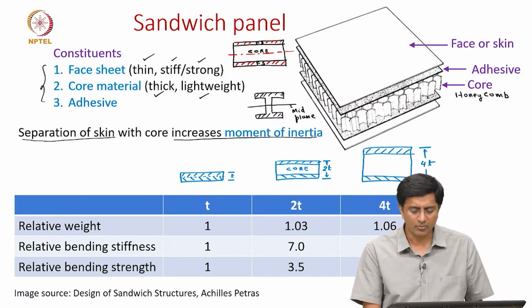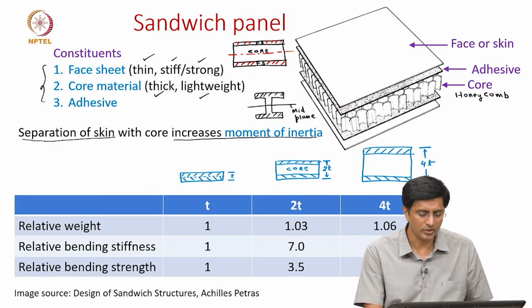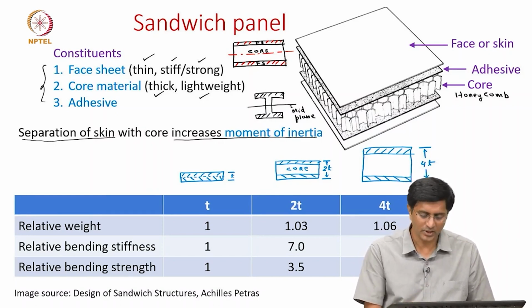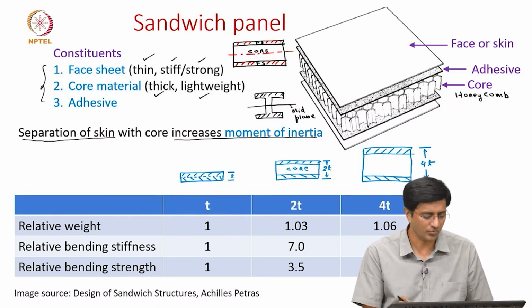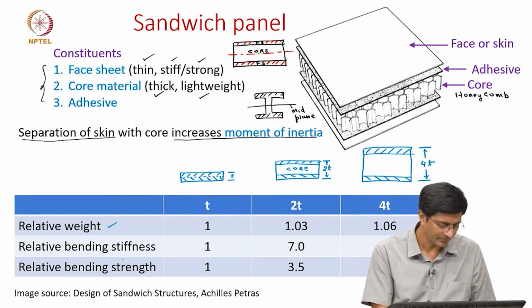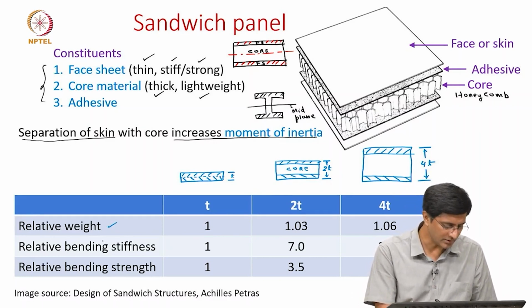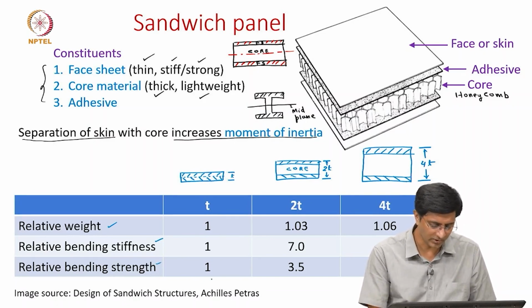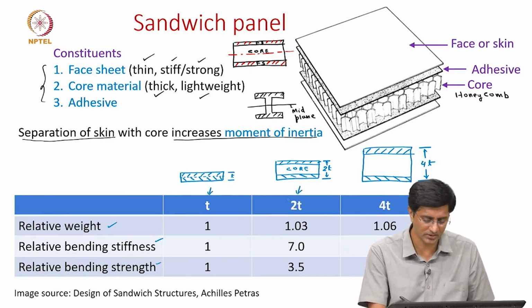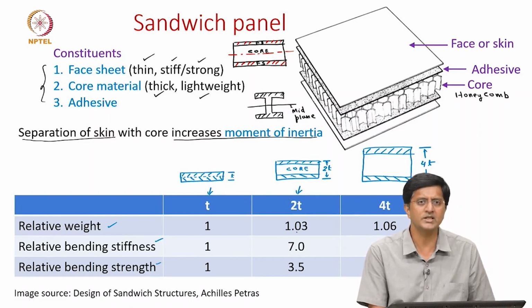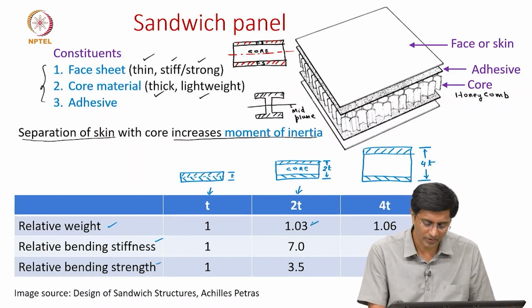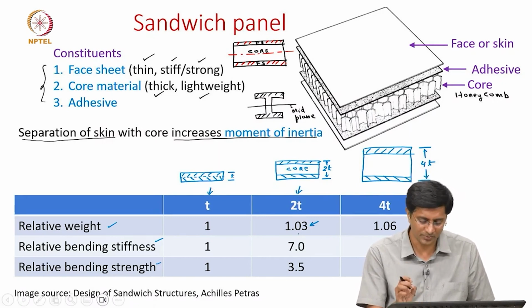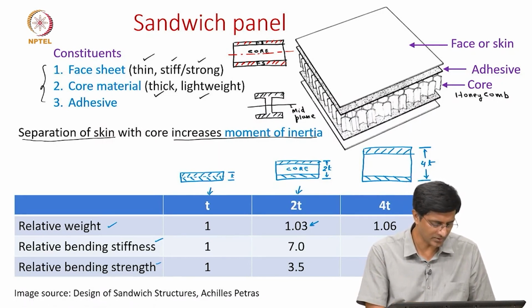So let's assume the mechanical properties of the commonly used face sheet and core, and this is a table to give us indicative values of how the relative weight changes, and correspondingly, the changes in the relative bending stiffness and the bending strength. Let's say we normalize it with the first case, where we have thickness T. Once we move to the second case with twice the thickness, we see the relative weight has a 3% increase. It went to 1.03. So with just a 3% increase, let's see what happens to the bending stiffness and the bending strength.